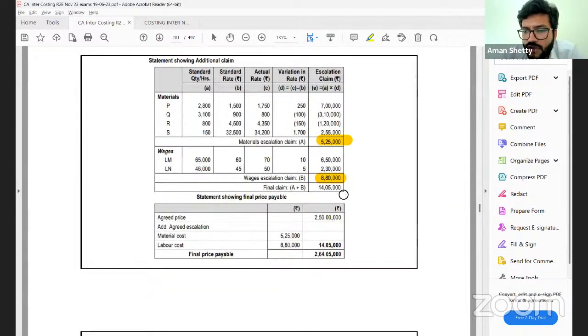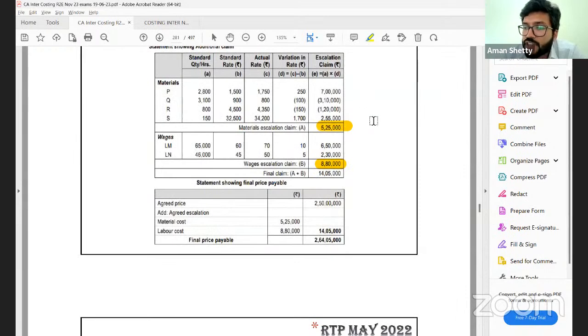Sir, able to recall? Because it is a fixed price contract, for the escalation claim you will consider only those rate increases which are not within the control of the management. Quantity increase, I told you, is normally within control. Yes or no? Because it shows the efficiency of the usage of the quantity, whereas rate is normally not within your control. Therefore, only rate variance is considered.